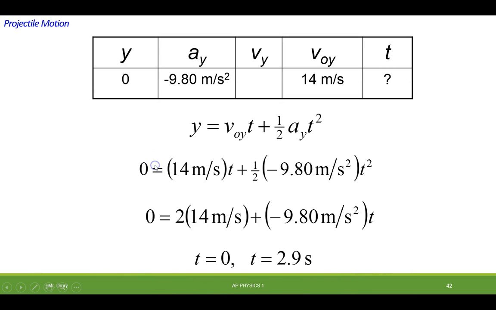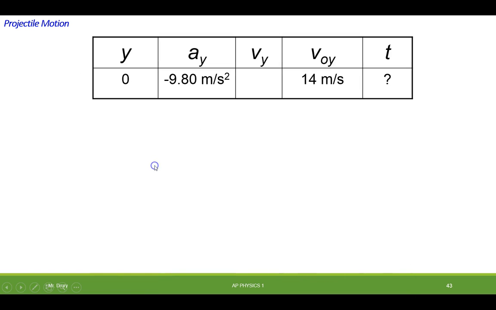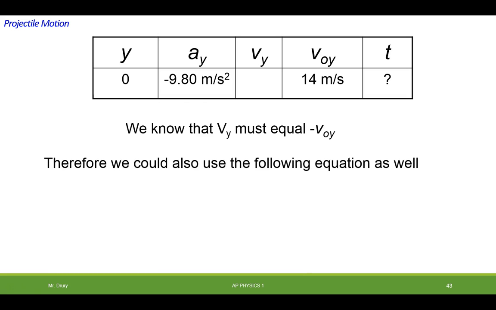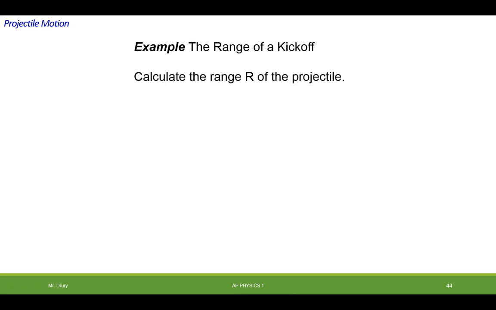And as I said before, there's another way you could do it. We know that v final must be equal to the opposite of v initial in the y. So therefore we could also do it this way as well. We could take this equation and solve for t, just as I stated before. Okay? All right, let's try one more variant on this.